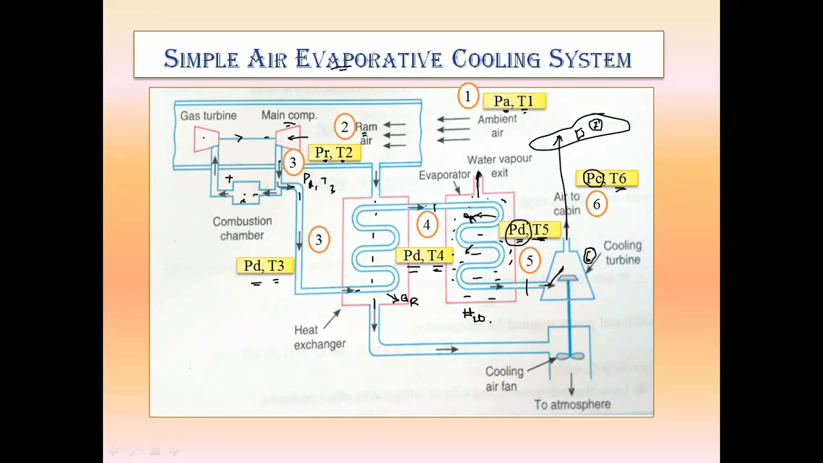Now whatever work is obtained from this cooling turbine will be utilized to run the cooling fan. So this acts as an exhaust fan, and the function of this exhaust fan will be to draw more and more amount of ram air to this heat exchanger. So this is the explanation of the simple air evaporative cooling system.